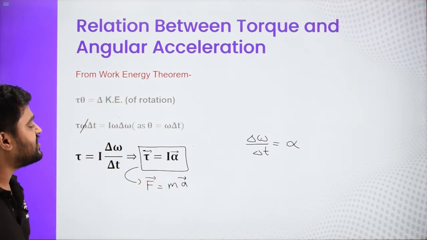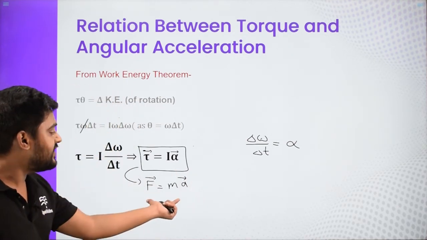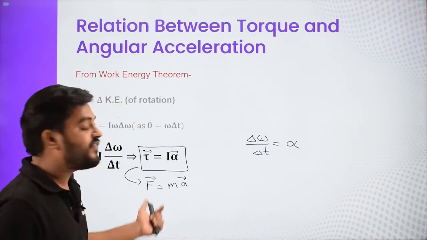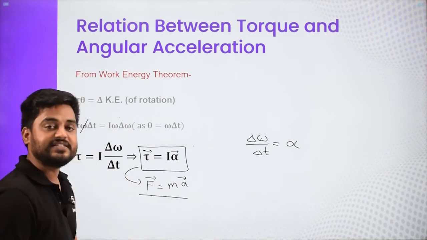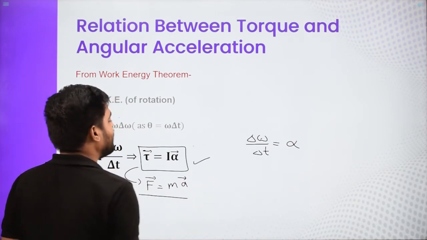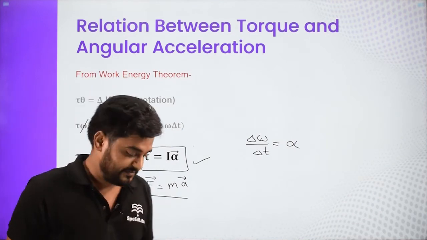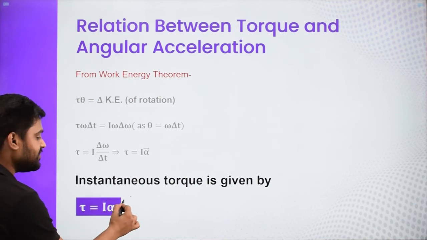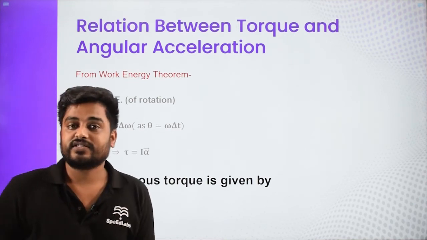So this is the relationship between torque and alpha, which we are going to utilize for all rotational motion instead of F is equal to ma. Till now we had one equation to write, F is equal to ma. Now for rotation we are going to utilize one more equation, which gives us torque is equal to I alpha. This is an important relationship, so you can remember it. I am star marking it. Let's move to the next concept.